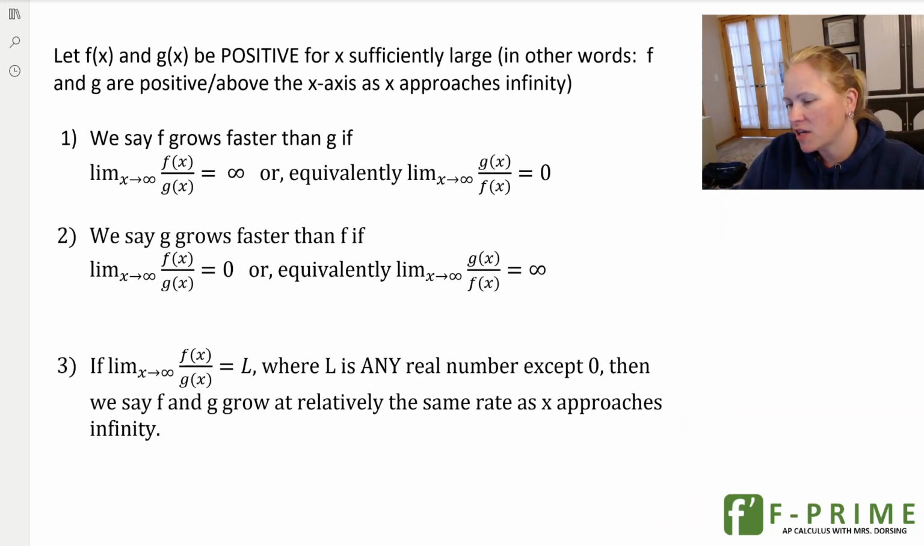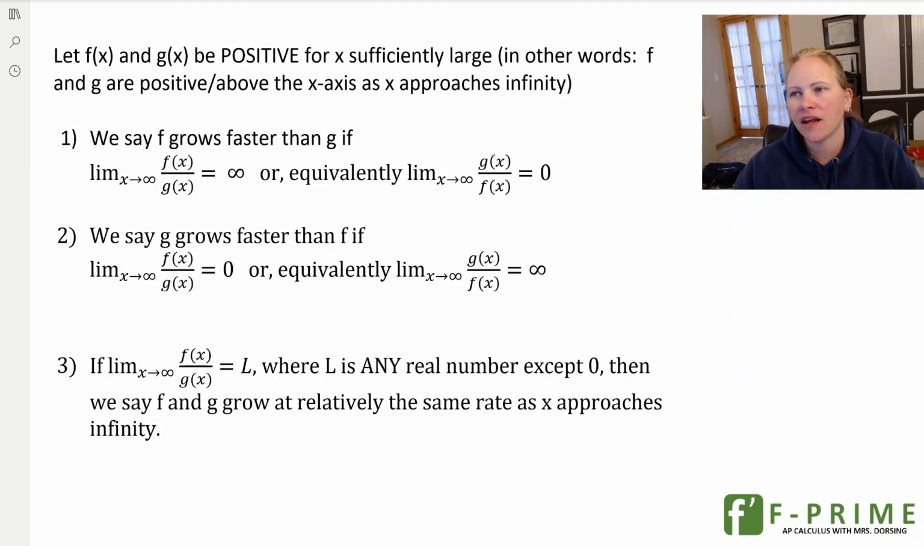It says this: let f and g be positive. So we have to have functions that are positive. If we have negative functions, then it gets weird. But when you're comparing 2 positive functions for x sufficiently large, in other words, as x approaches infinity, that's what it means to be sufficiently large.